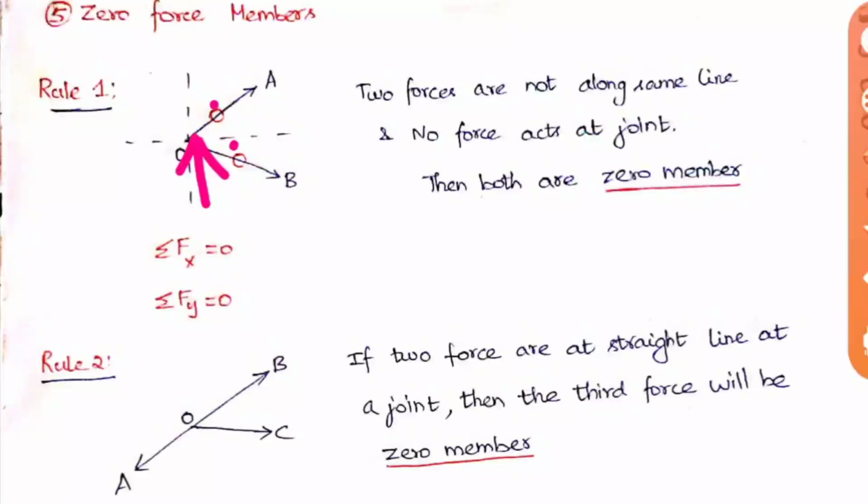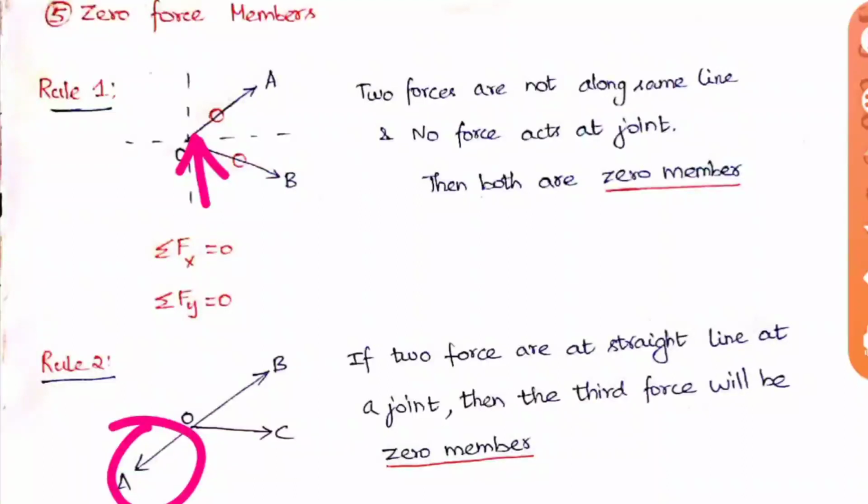Okay, and then rule 2: if three forces are acting at a joint and two forces are in a straight line at the joint, then the third force will be a zero force member. Here they are telling about collinearity. This A force and B force are collinear to each other, so they are in a straight line. So the C force will be a zero member. This A may be a member force, or it may be an external force also. If it is an external force, then also C will be 0 only. So these are the two basic rules.